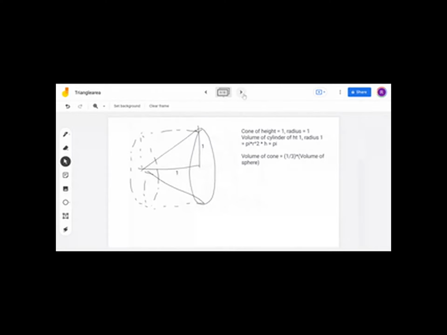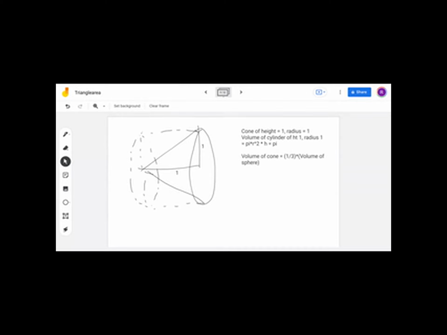And then next, what did we say? We want to use similar ideas to get the volume of cone. Okay, and what did we do? We took a cone of height 1 and radius 1, but we made the cone point horizontally, like this, instead of making it vertical.